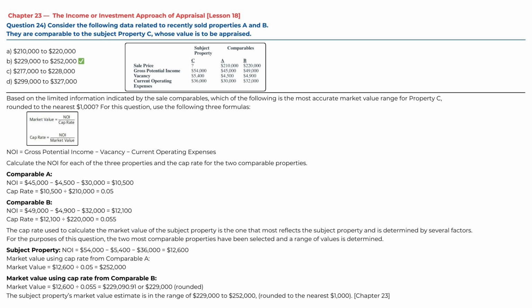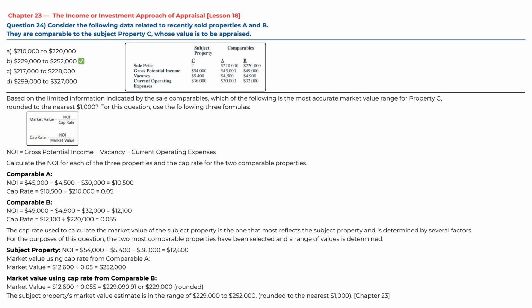Comparable A. NOI equals $45,000 minus $4,500 minus $30,000 equals $10,500. Cap rate equals $10,500 divided by $210,000 equals 0.05. Comparable B. NOI equals $49,000 minus $4,900 minus $32,000 equals $12,100. Cap rate equals $12,100 divided by $220,000 equals 0.055.